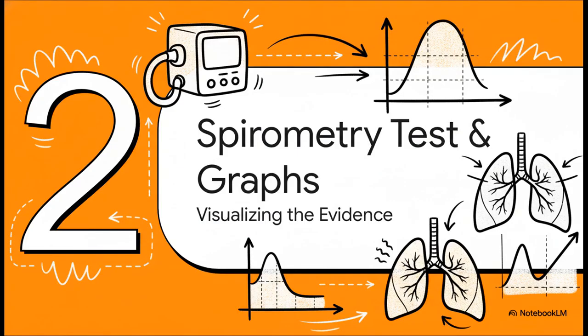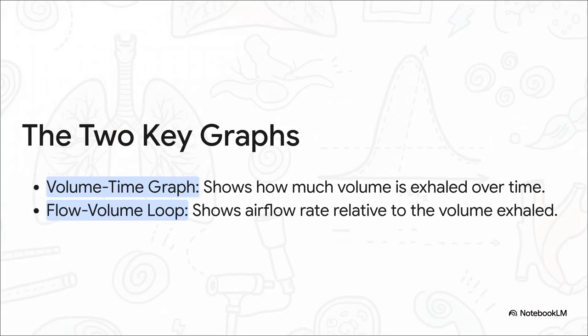All right, let's talk about the spirometry test itself. A modern spirometer doesn't just give you a bunch of numbers. It gives you 2 essential graphs that let us actually see what the lungs are doing mechanically. So the machine spits out 2 key pictures. First, there's the volume time graph, which, just like it sounds, shows how much air you breathe out over a few seconds. Then you have the flow volume loop. This one's a little different. It plots how fast the air is moving against how much volume you've already breathed out. Each one gives us a unique and really valuable piece of the puzzle.